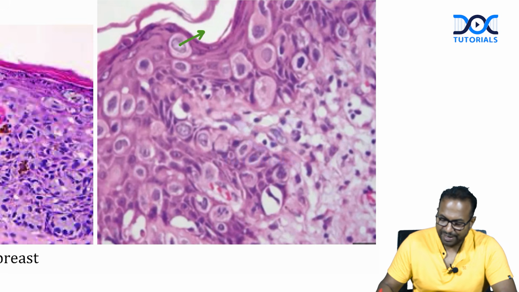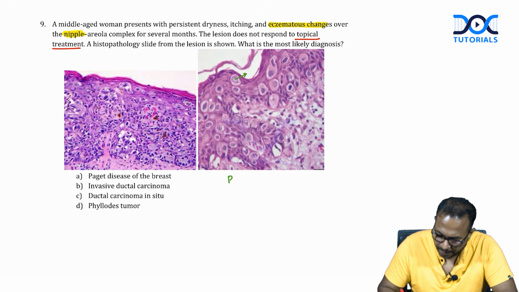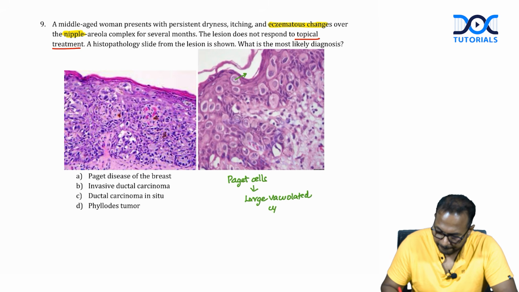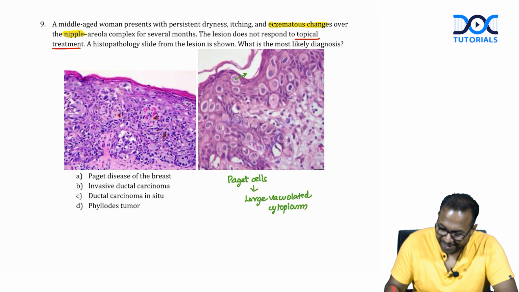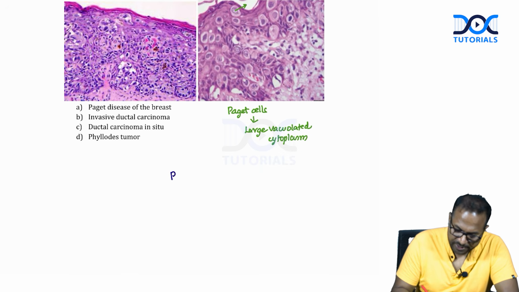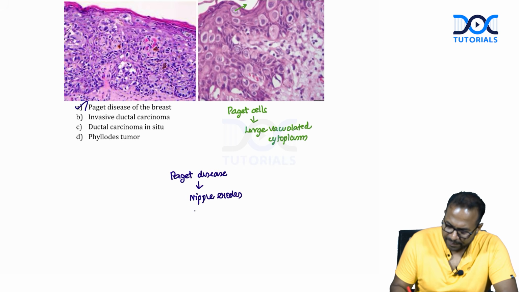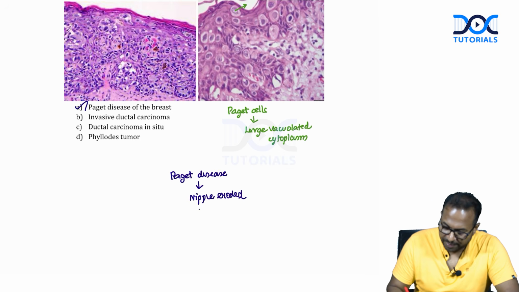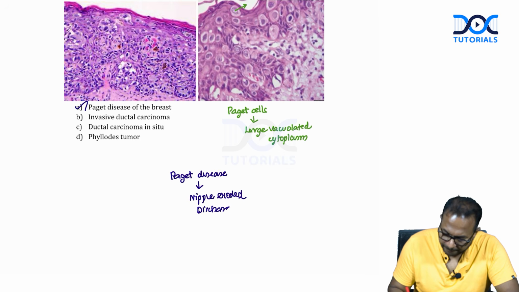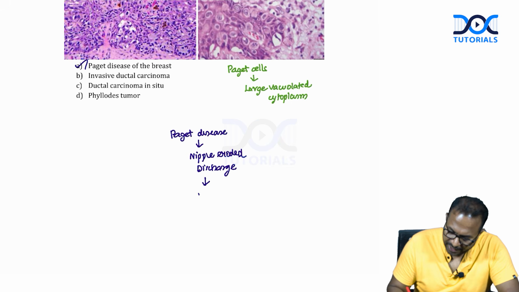So these are called Paget cells. Paget cells are large cells with vacuolated cytoplasm. This is a commonly asked MCQ. Paget's disease will have the following clinical features. Paget's disease is a disease involving the nipple, in which the nipple gets eroded, and there will be discharge coming from the nipple. So what we should do is, we should take a nipple biopsy.